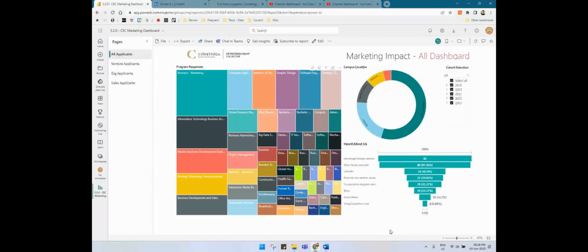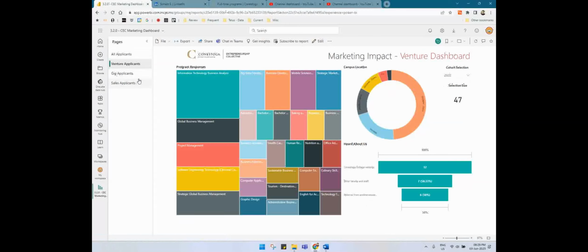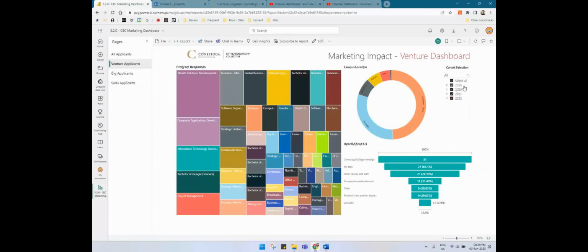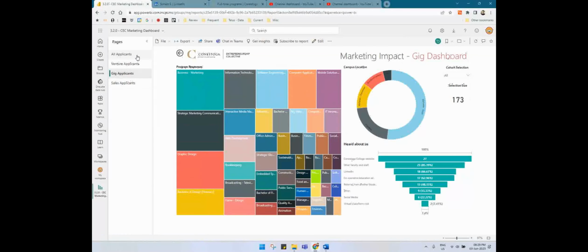Also, the individual coaches can see whether they are advertising and exploring different avenues to reach everyone at Conestoga across all the different campuses and all the different programs. So this is a comprehensive look at my deliverable basically. Thank you.